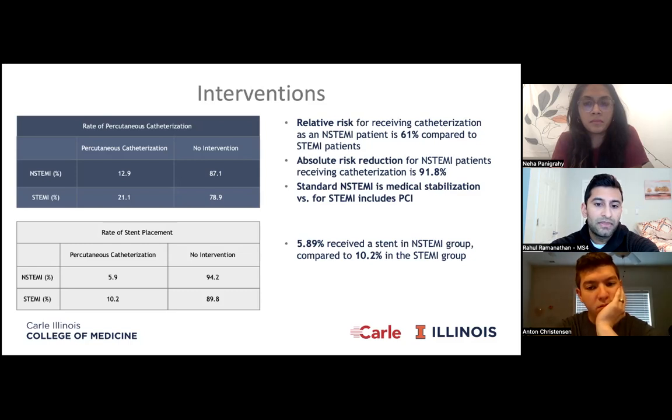And this may be due to the fact that NSTEMI is typically treated with medical stabilization, whereas the treatment for STEMI typically includes percutaneous coronary intervention. And the stent placement, as I mentioned before, the NSTEMI group received less stent placement, which is concordant with the fact that they are less commonly catheterized overall.